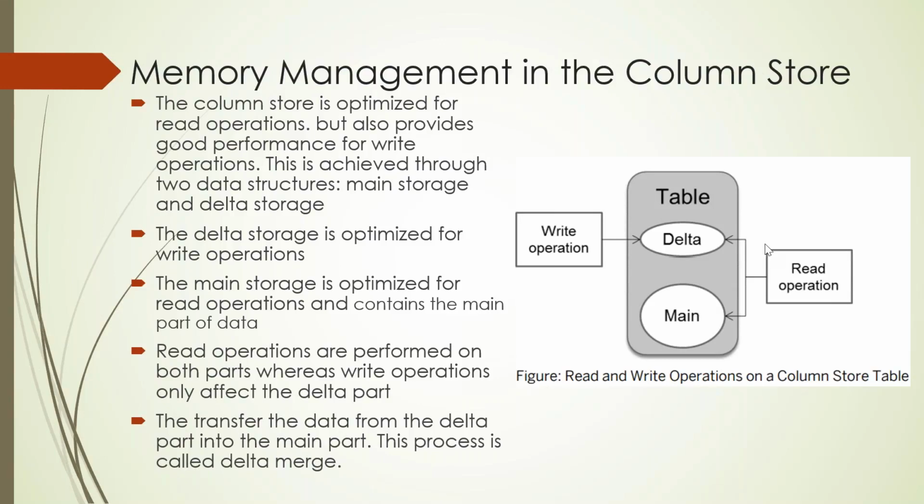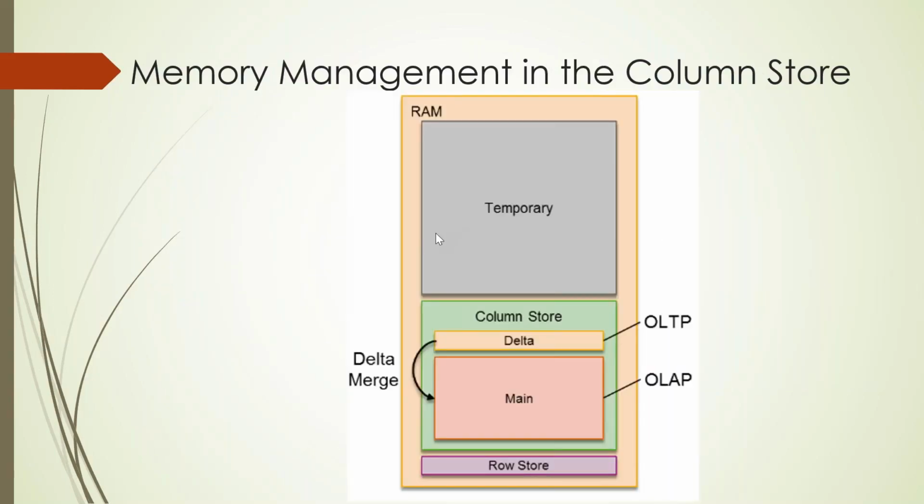The delta merge process is nothing but copying the data from the delta storage to the main storage. This process we call delta merge. If you see here, you have the memory. Here we have the allocation limit, the memory allocation, that is the full free. This is the memory required for the temporary computations.